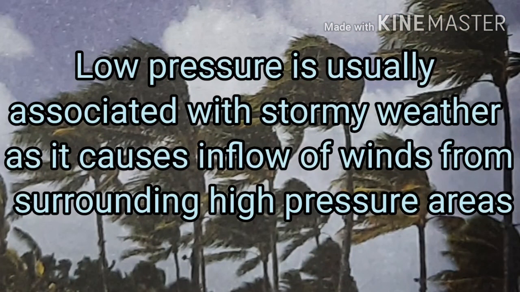Low pressure is usually associated with stormy weather because it causes inflow of winds from surrounding high pressure areas. Occurrence of a cyclone is related to low pressure. High pressure means calm and fair weather because air sinks and gets compressed in the high pressure regions.